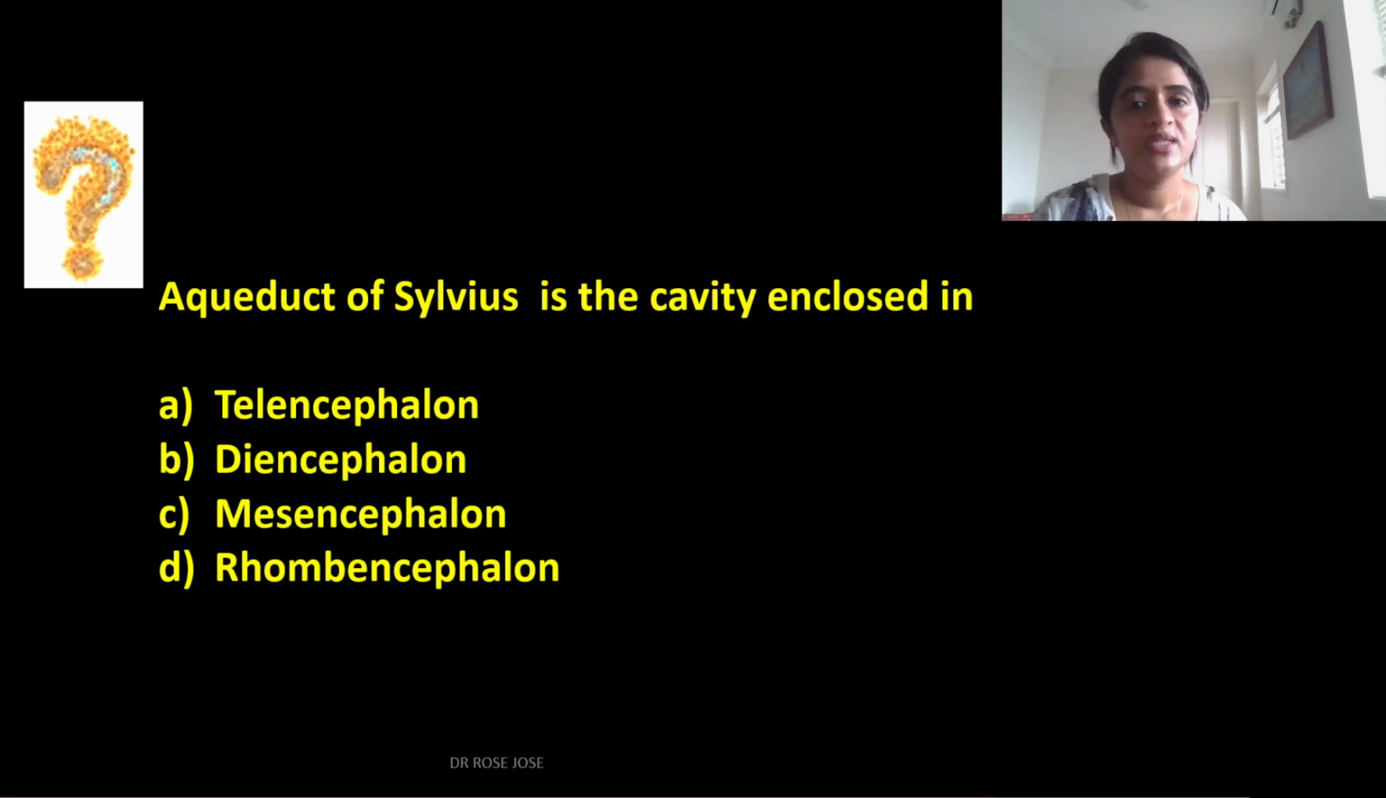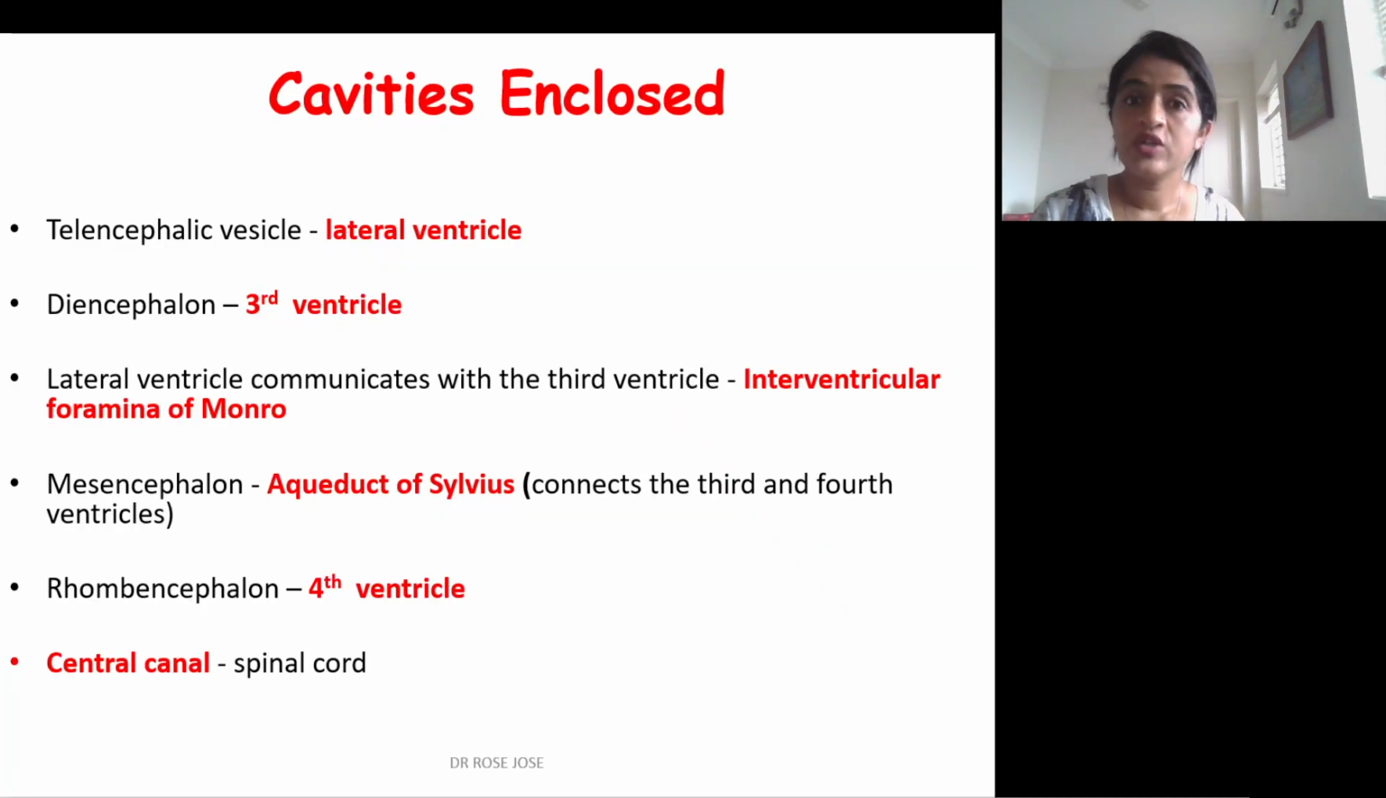Now, the aqueduct of Sylvius is the cavity enclosed in which part? We know that it is the cavity seen in the midbrain, that is the mesencephalon. So let's see what are the cavities enclosed within the brain vesicles. Telencephalic vesicle encloses the lateral ventricles. Diencephalon encloses the third ventricle, and the lateral ventricle is communicating with the third ventricle through the interventricular foramen of Monro.